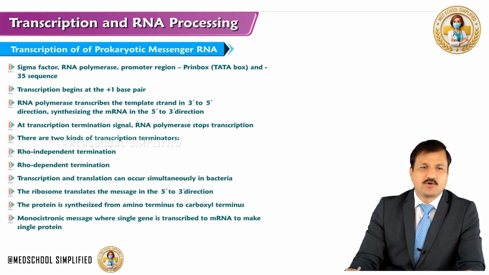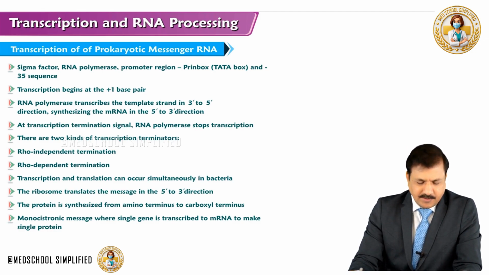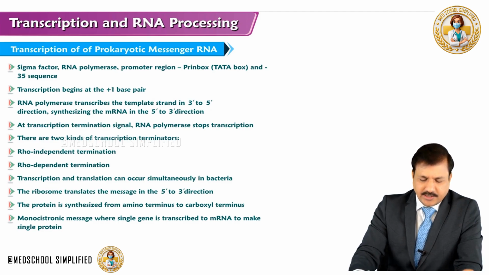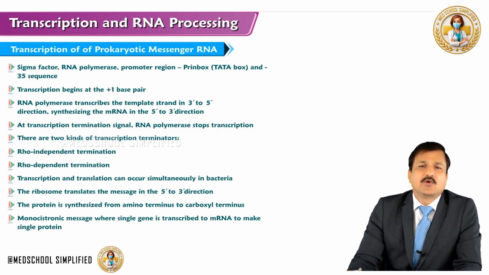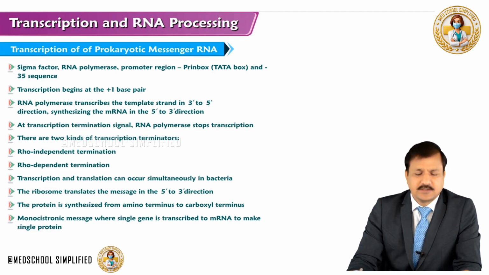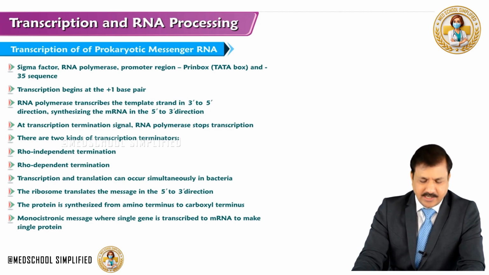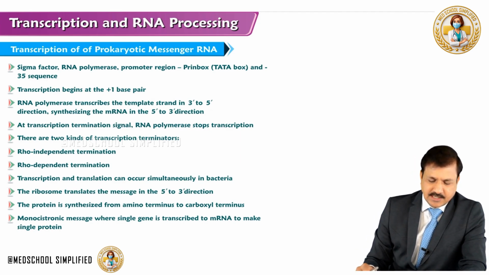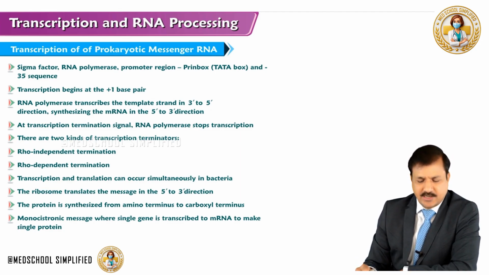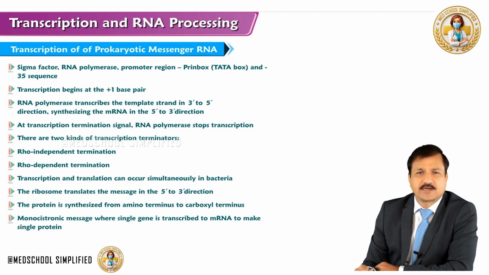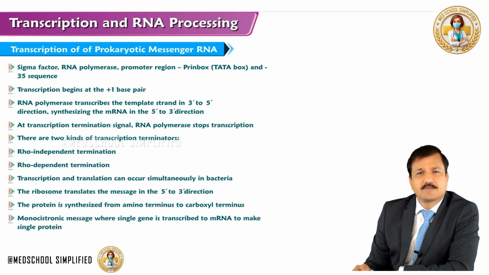So let me just quickly go over those points as a recap. Sigma factor, RNA polymerase, promoter region, Pribnow box and -35 sequences. These are some of the things that are found where the DNA is undergoing a transcription process. Transcription begins at the +1 base pair. RNA polymerase transcribes the template strand in 3' to 5' direction, synthesizing mRNA in the 5' to 3' direction. Now, at the transcription termination signal, RNA polymerase stops transcription.